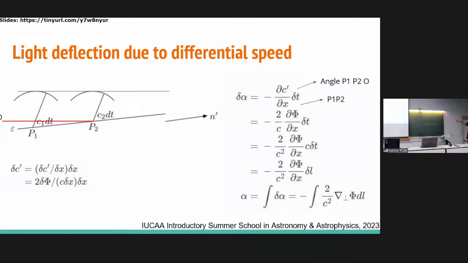So what it means is that you keep on accumulating small deflections along the path lengths that you travel, right? And these deflections are of the order of this gradient of the potential with respect to x. So if you have two points P1 and P2, you can compute the gradient of the potential here, and the light ray is traveling in this direction. So this gradient of the potential is in the perpendicular direction compared to the direction of motion of the light.